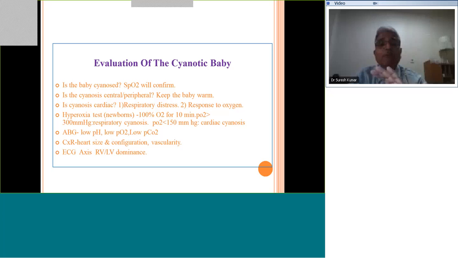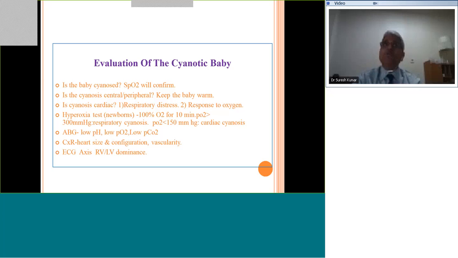Then the question is, is the cyanosis central or peripheral? By keeping the baby warm, you will get the answer. You kept the baby warm, your SpO2 is still low, that is central cyanosis. You kept the baby warm, the SpO2 is normal, you get a good pickup now, which was not there earlier, that's a peripheral cyanosis.